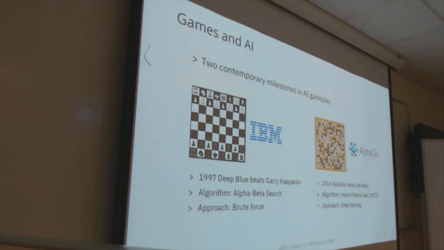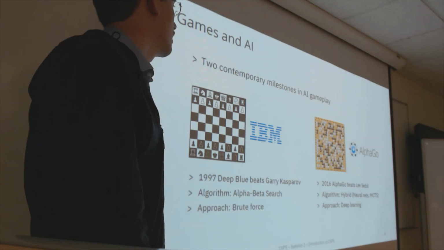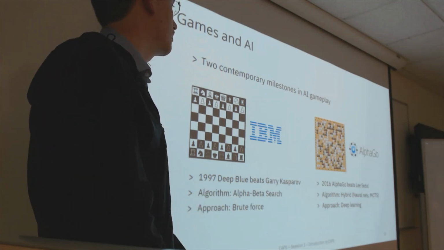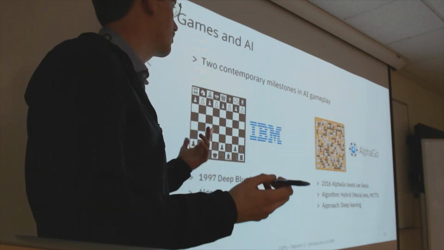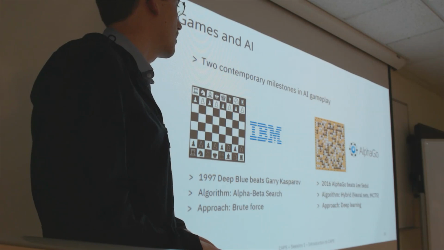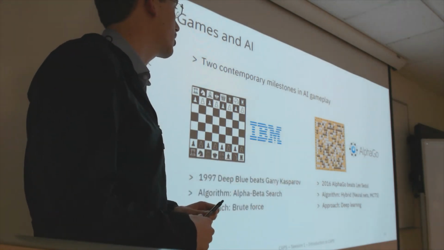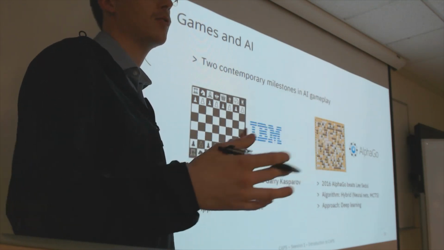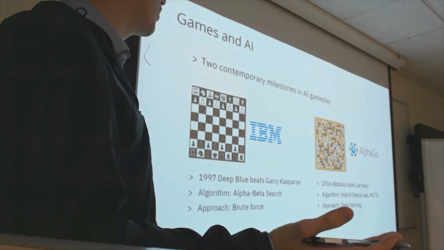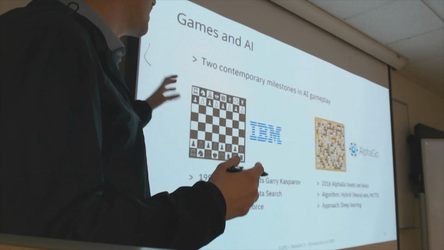Okay, so now I want to move into the game side of this, so games and AI. Games and AI have pretty much co-evolved. Since the early to mid 20th century, when people started thinking about AI as it is conceptualized today, they also started thinking about how it can be used to solve games. And there are two contemporary milestones here. There's actually more than that, but would be IBM.